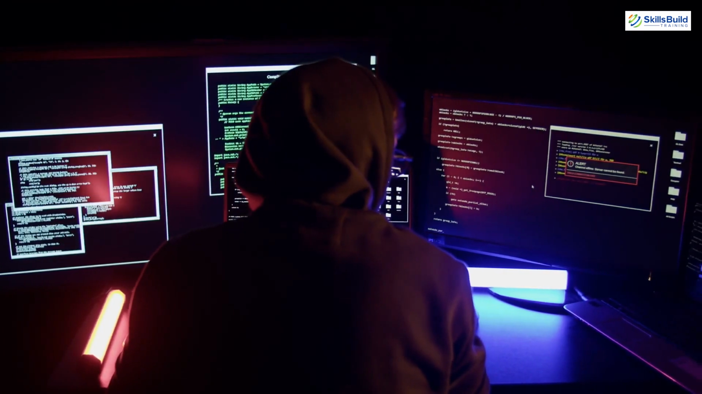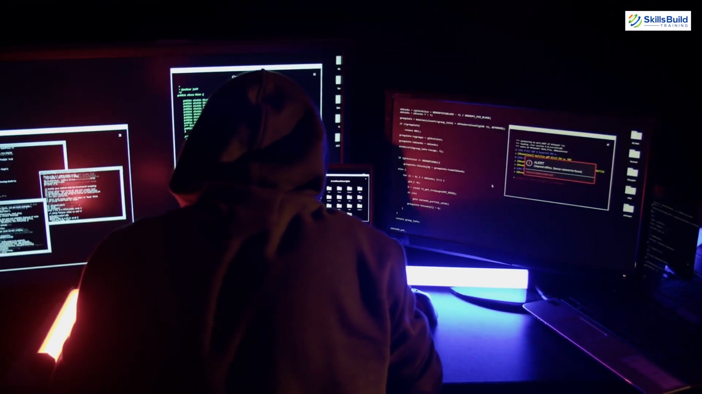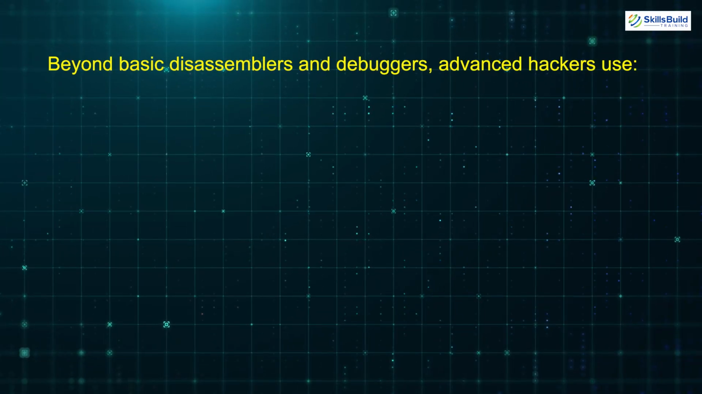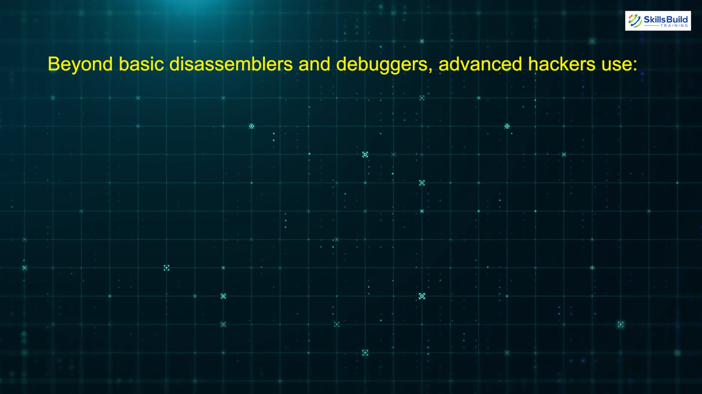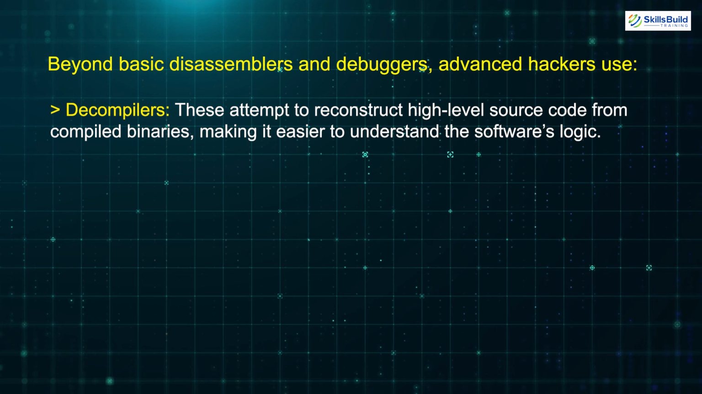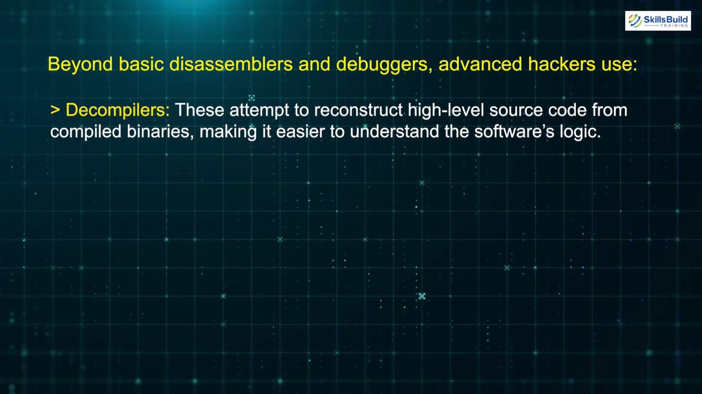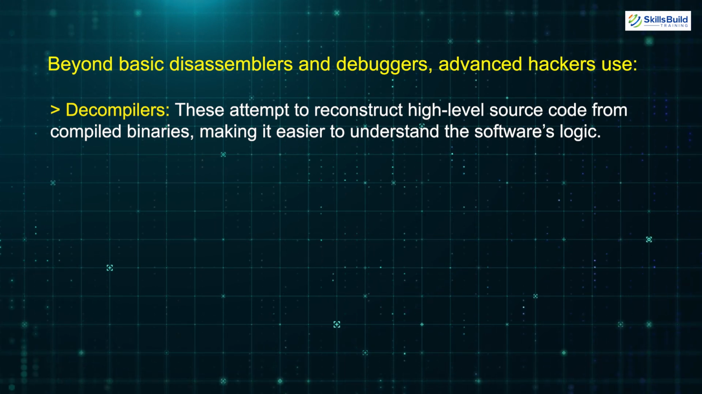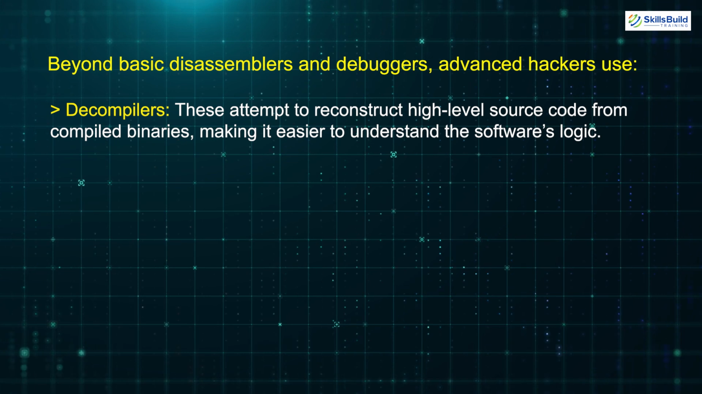Advanced tools and techniques hackers use. Hackers employ a wide array of tools and techniques depending on the complexity of the software. Beyond basic disassemblers and debuggers, advanced hackers use decompilers. These attempt to reconstruct high-level source code from compiled binaries, making it easier to understand the software's logic.